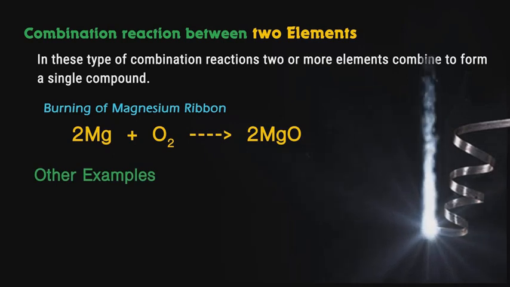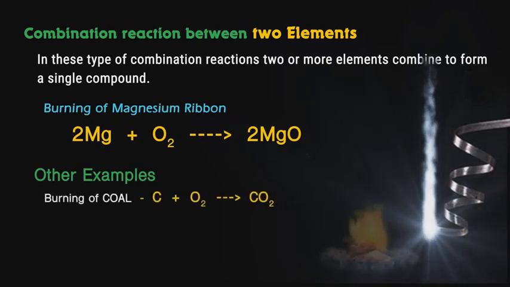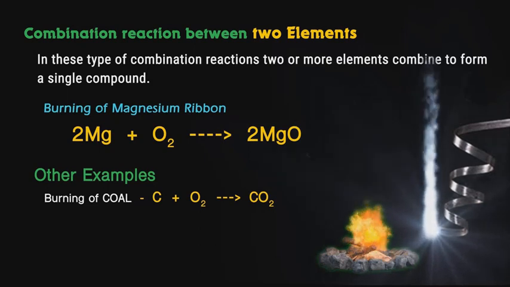Our next example is burning of coal. As you know, coal is a fossil fuel. When it burns in the presence of air, it combines with oxygen and produces a huge amount of carbon dioxide.